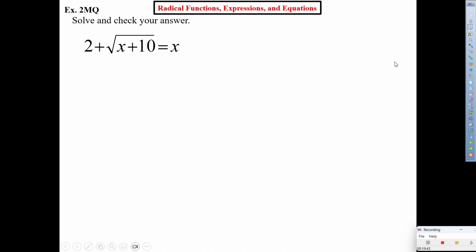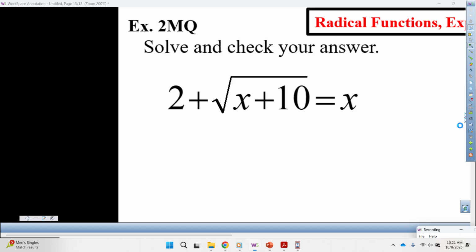Copy example 2. Solve and check your answer. 2 plus square root of x plus 10 equals x. Now this one's going to require some work, so stay focused, please.